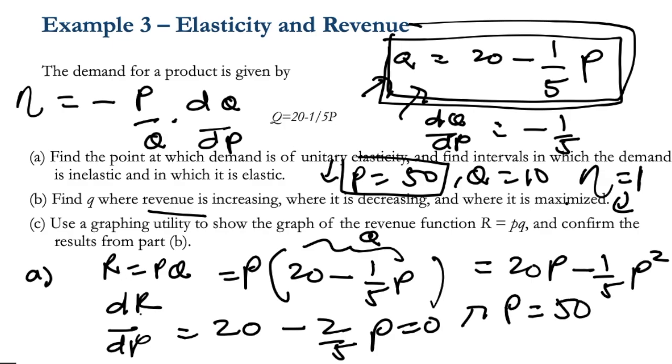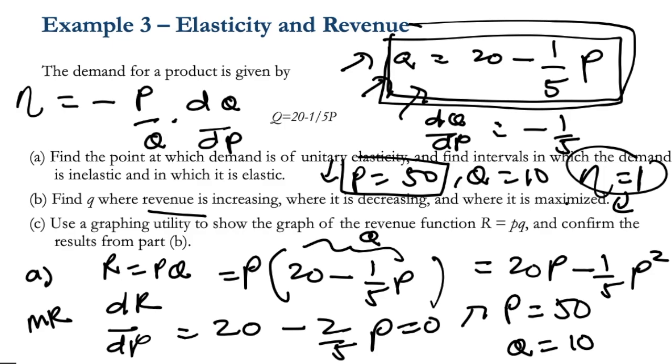By the way, when you differentiate revenue with respect to P, how do we call this in economics? This is marginal revenue. Okay? Now, when P equals 50, then you can put 50 back into Q. You can find Q. You're going to get Q equivalent to 10. You know that from A, when P is 50, eta is 1, isn't it? Okay. Marginal revenue equivalent to 0.